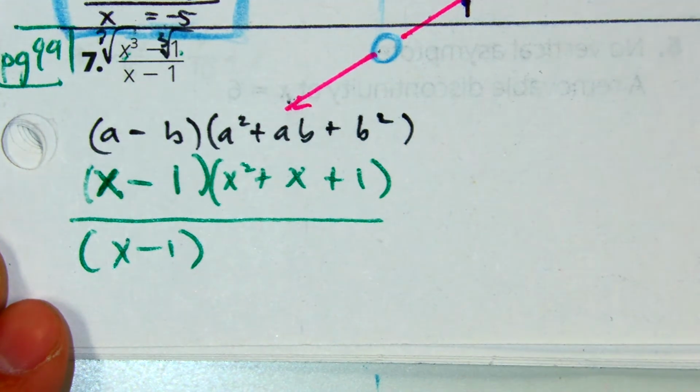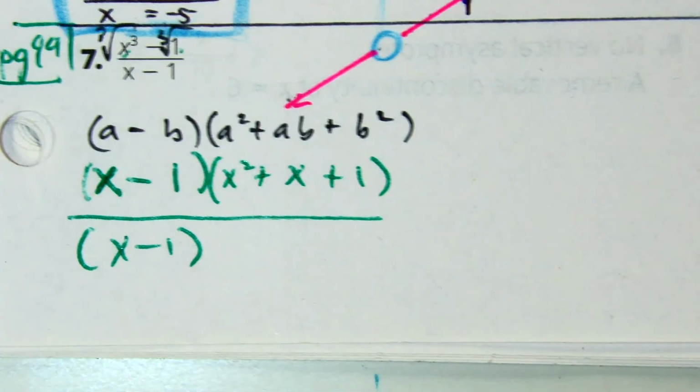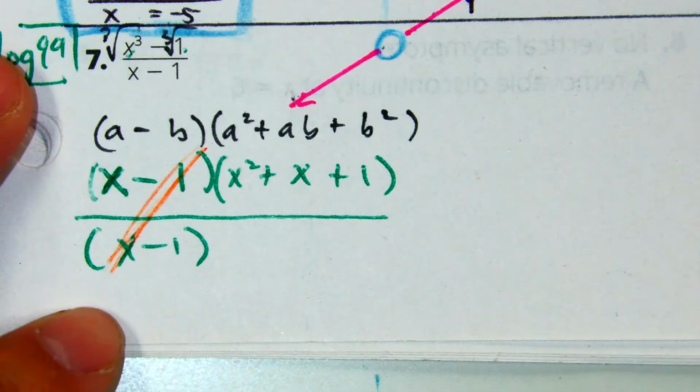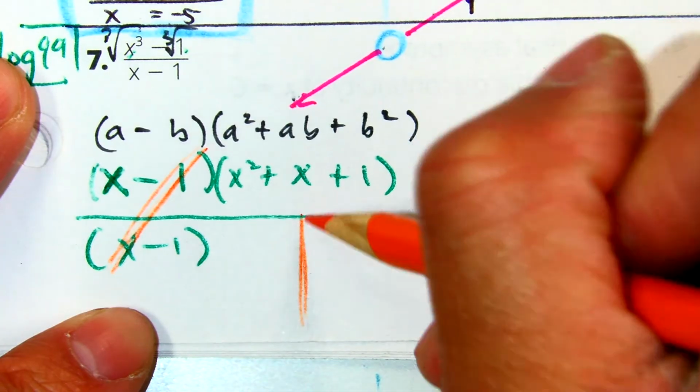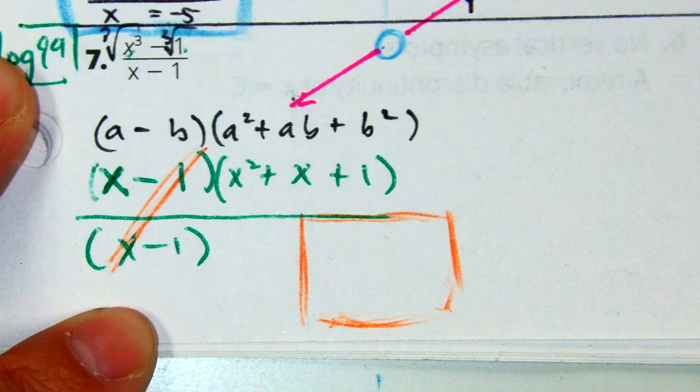Can I factor anything? Step number 2, can I cancel anything, class? Yes or no? Now, what I'm canceling here, class, that becomes our what? Yesterday we learned that that's called the removable hole.